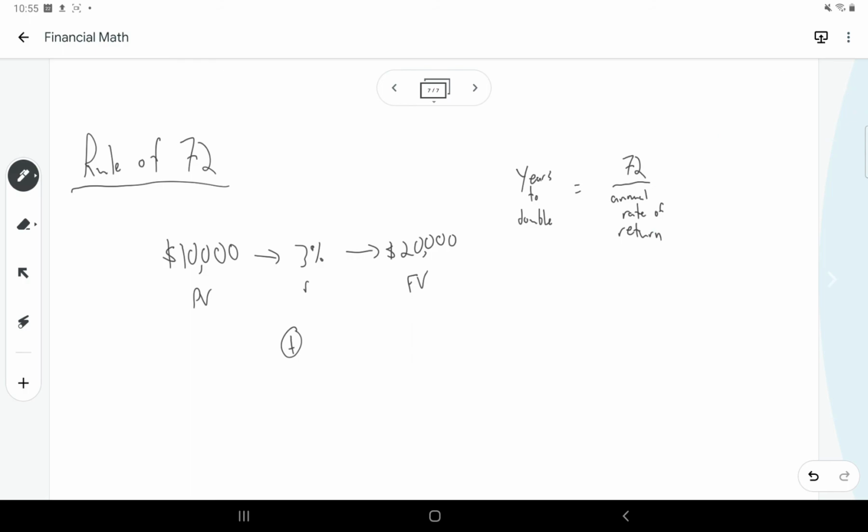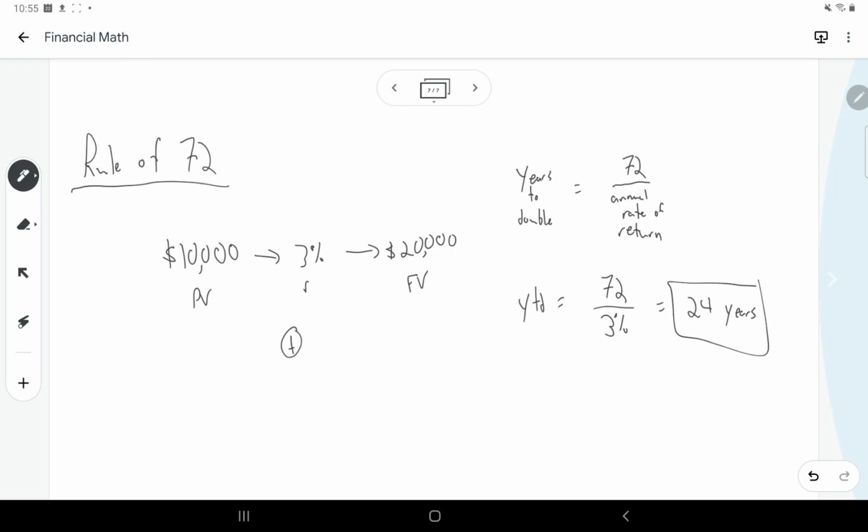Okay, so let's estimate this example. You want to get from 10,000 to 20,000. It turns out these numbers don't matter. They just have to be double for this to work. So years to double equals 72 divided by our annual rate of return, which is 3%. And in this case, we actually use the full 3%. We don't go decimal. This is one of the only times we don't. And that equals 72 divided by 3, which equals 24.